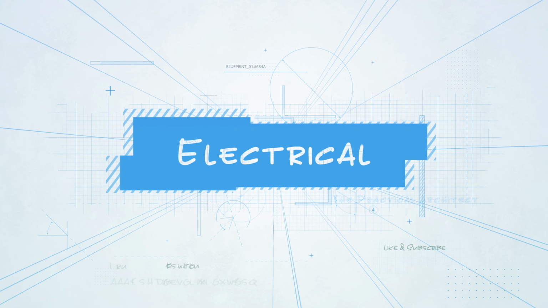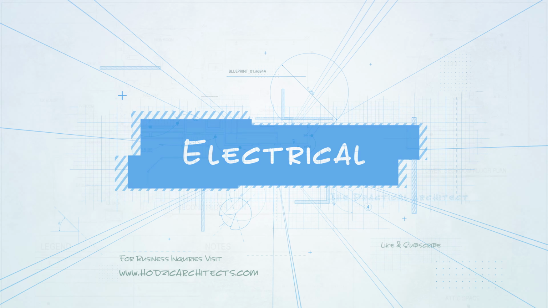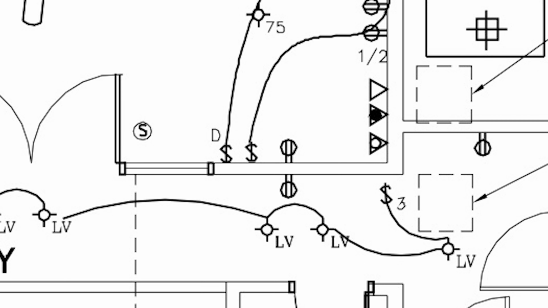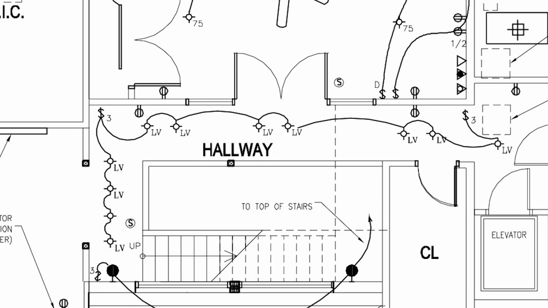Okay, so here we've got the electrical plans. A floor plan that shows all of the lighting fixtures, switches, outlets, and wiring. Shows how lights are on a circuit.